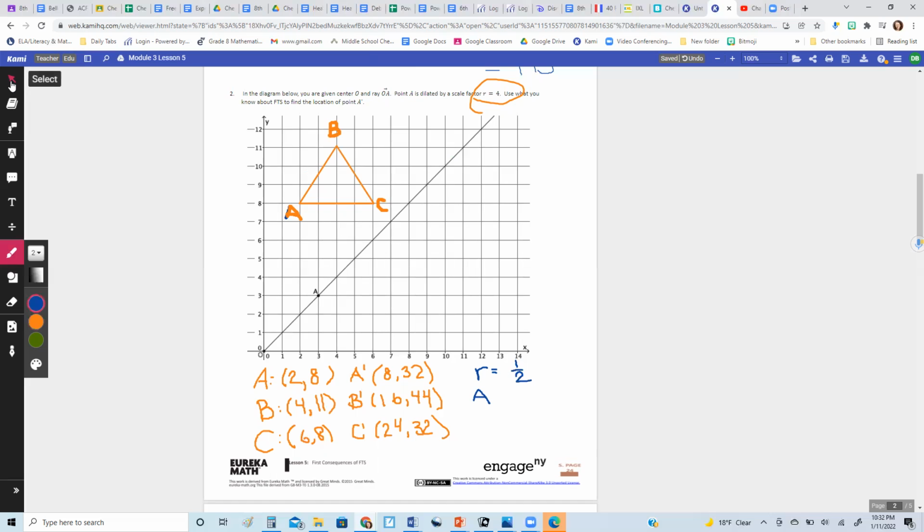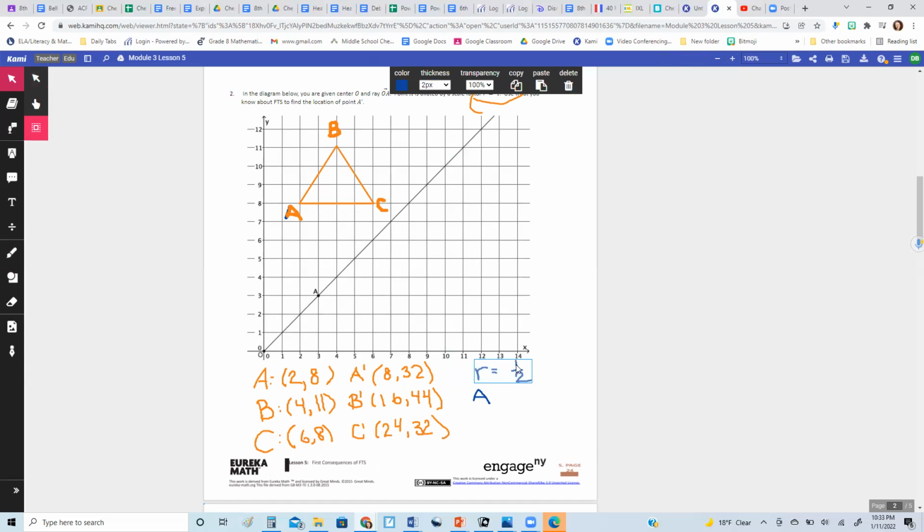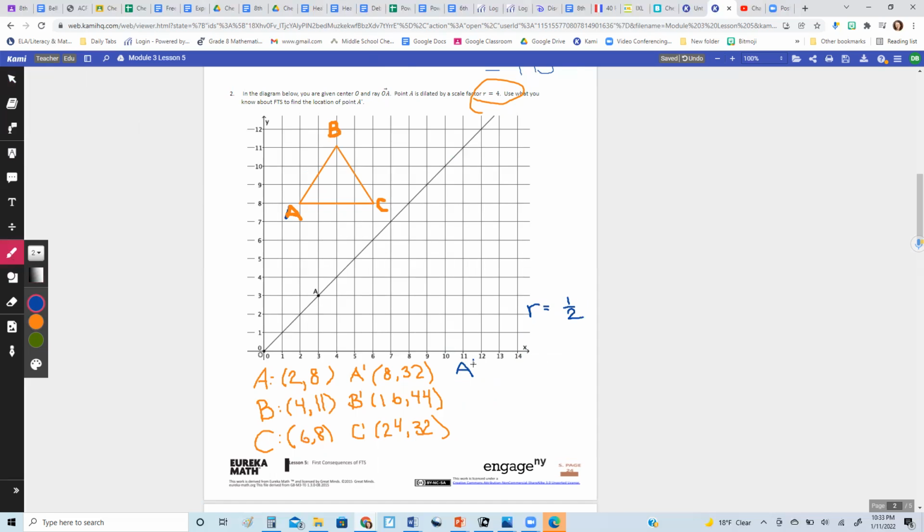Well, I could move R. Just whoop, check me out. And then we'll move this. And then they can be on. Oh, all right, so A prime when R equals 1/2. So I'm going to look at A. Well, 2 times 1/2 is the same as 2 divided by 2. So A prime is going to be 1, comma, let's see, 8 times 1/2 is 4. I can graph these ones because they're going to be close enough that I can graph them. So there is my, oh, I need to make this bigger.